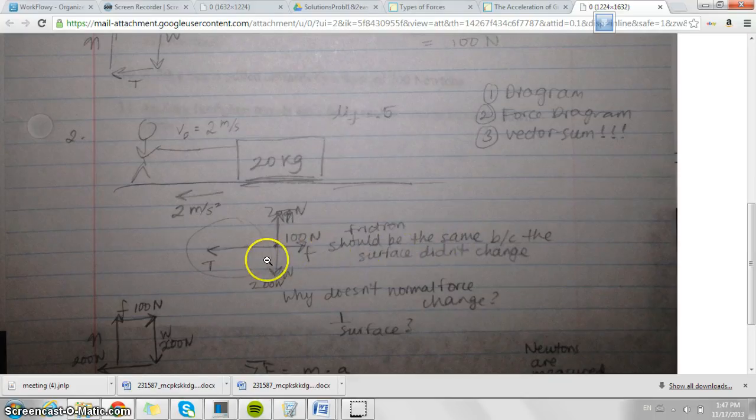So we know that the normal force and the weight of the object stayed the same because the object is only moving horizontally. If it was moving vertically, then we would have some variation in the normal force and weight, but it's moving horizontally. Okay, and now that we know that, we also know that the friction is the same because our surface didn't change from the previous problem.